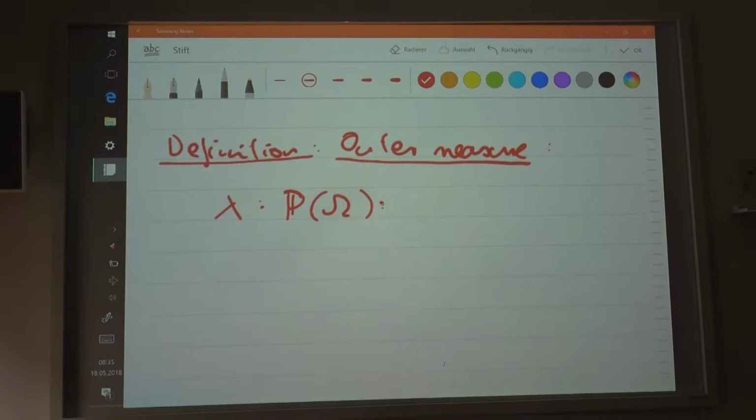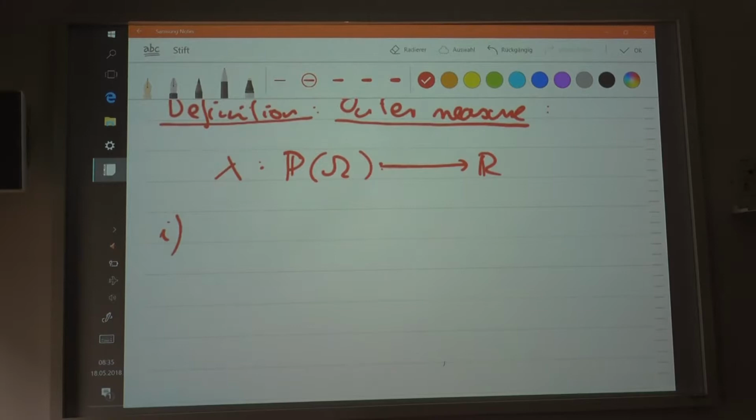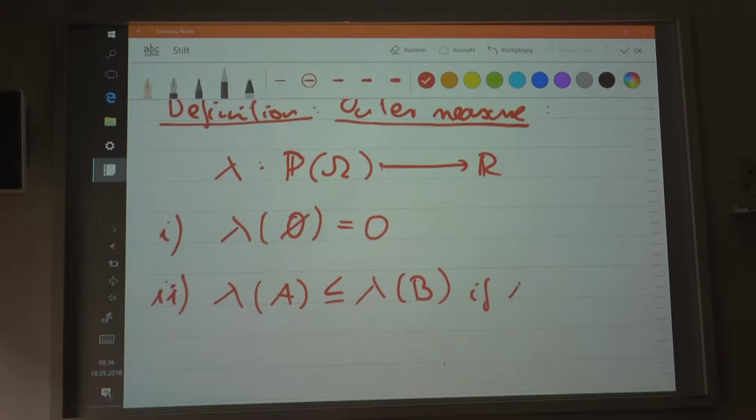Namely, the first property is that the image of the empty set is zero, which is actually the same as for measures as well. The second property is that the outer measure is monotonic, meaning that you have the monotonicity property, namely that the outer measure of A is not greater than the outer measure of B in case A is a subset of B.